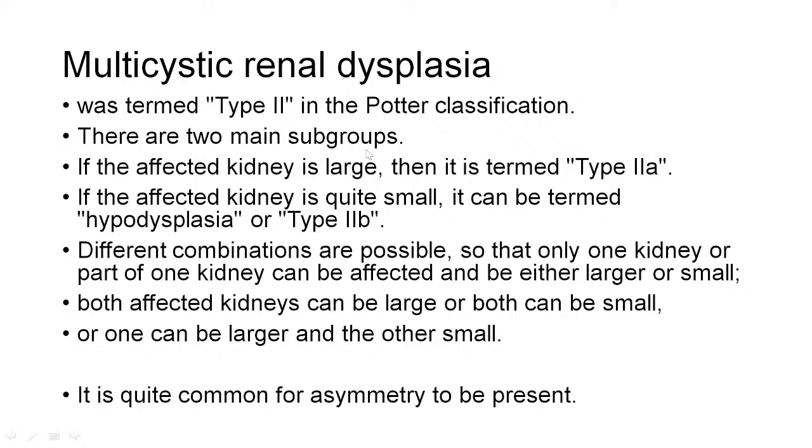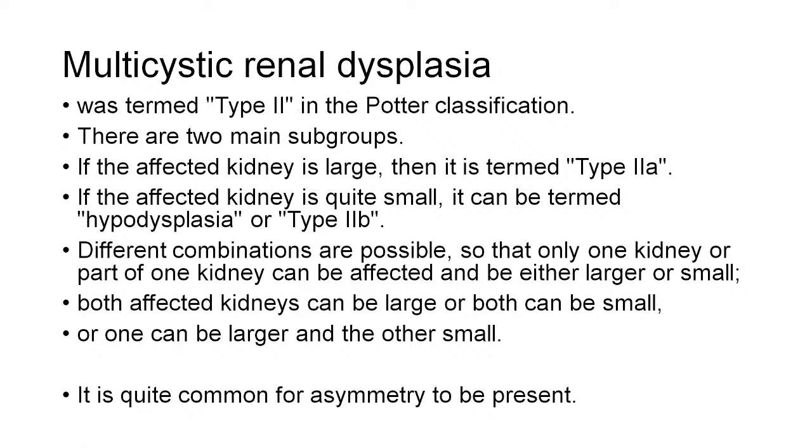There are two main subgroups. If the affected kidney is large, then the term is type 2A. If the affected kidney is quite small, that is hypodysplasia or type 2B. So, Potter classification type 2 has A and B, which are large or small respectively. Different combinations are possible. Only one kidney or part of one kidney can be affected, and be either large or small, because they can be either Potter type 1 or Potter type 2.